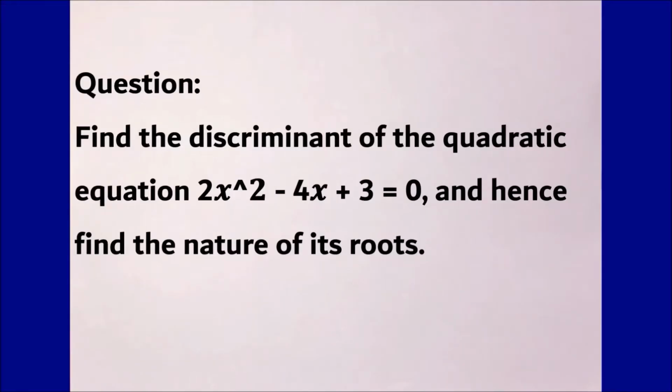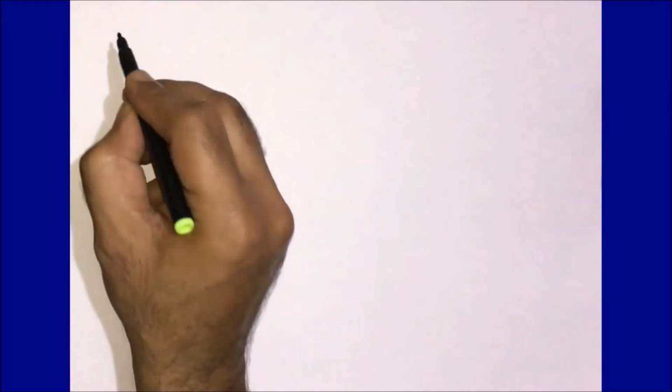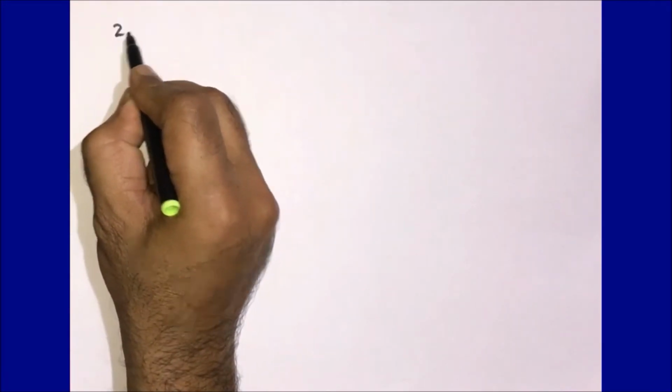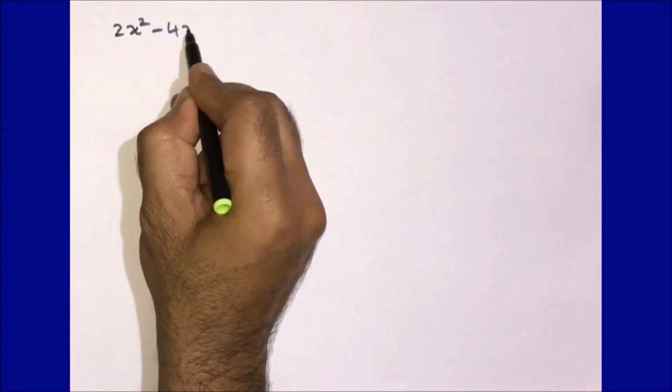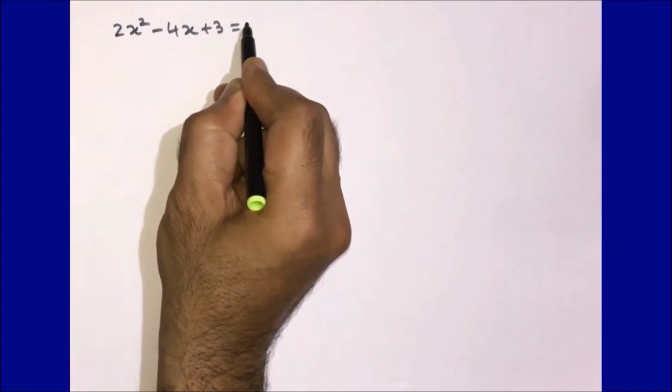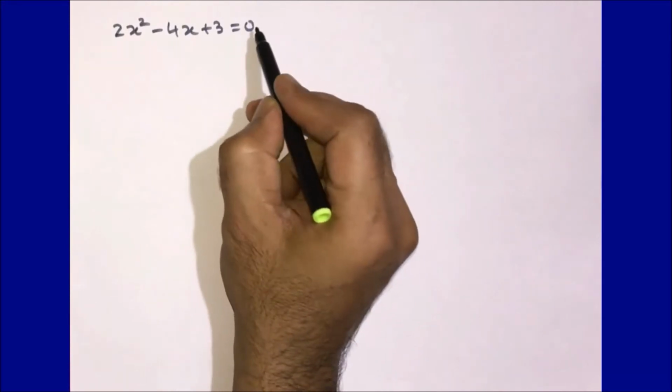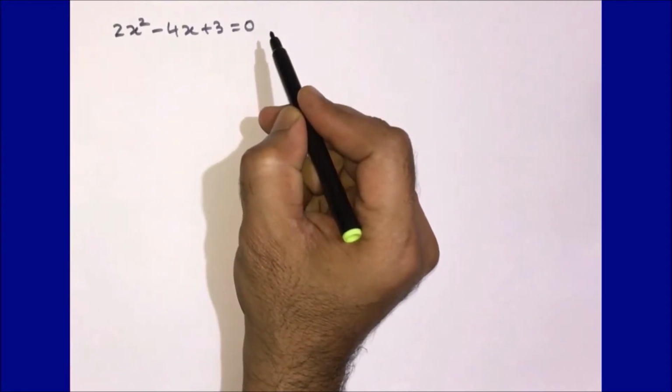The given question is: find the discriminant of the quadratic equation 2x^2 - 4x + 3 = 0 and hence find the nature of its roots. So guys, this is again a very straightforward, simple and easy question. Just let me note down the question here. It is given that 2x^2 - 4x + 3 = 0. And the question asks us to find out the nature of its roots.